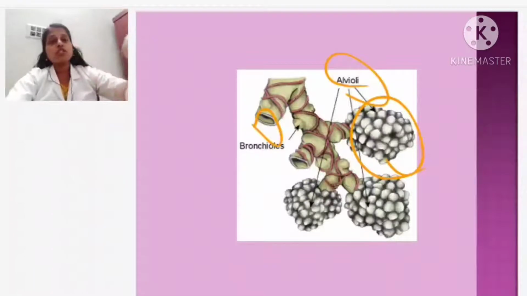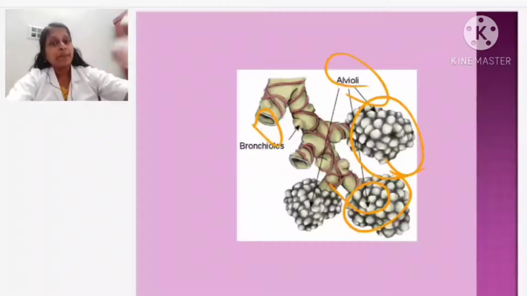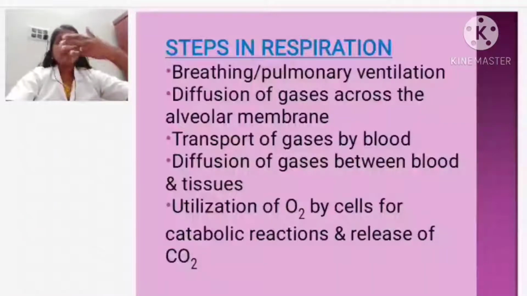So, this is the structure, and you can find these bronchioles, air sacs are all covered by what? They are surrounded by blood capillaries. Now, steps in respiration. What are the different steps? The first one is breathing. Breathing is what? You are taking in air rich in oxygen, giving out air rich in carbon dioxide. So, you are taking in air, right. So, that is breathing in.